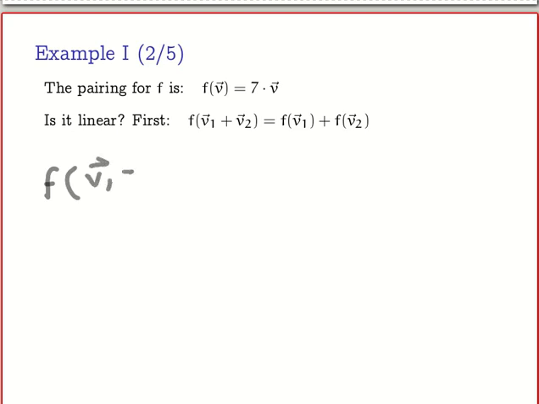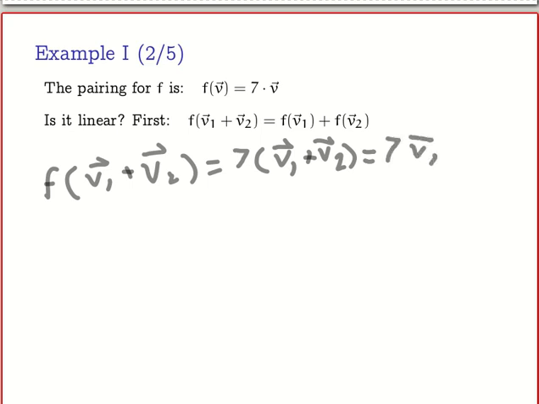Of v1 plus v2. Well, according to the map, the partner of v1 plus v2 is 7 times that vector. So it's 7 times v1 plus v2. And one of the properties of vector spaces is that scalars distribute over vector addition. So this is equal to 7 times v1 plus 7 times v2.